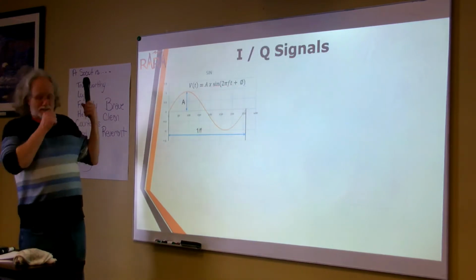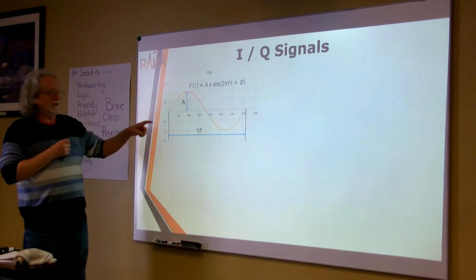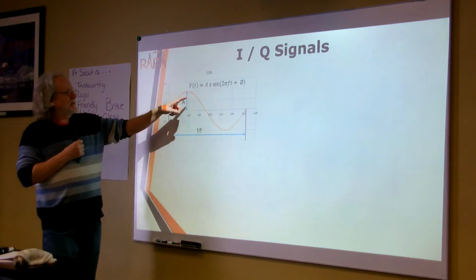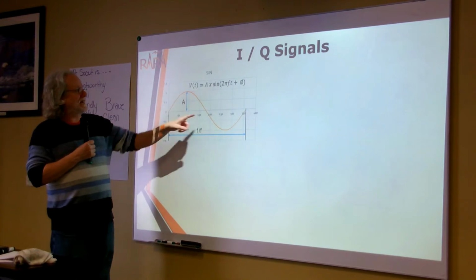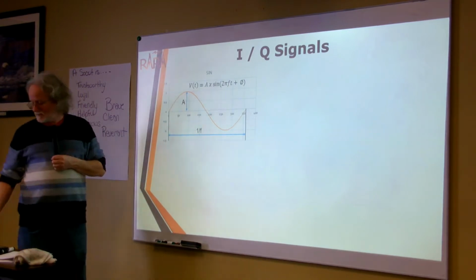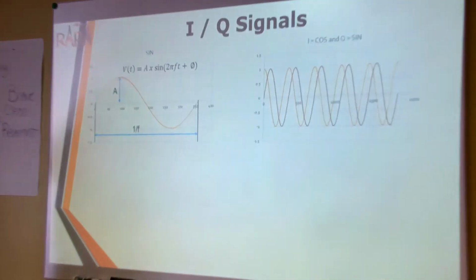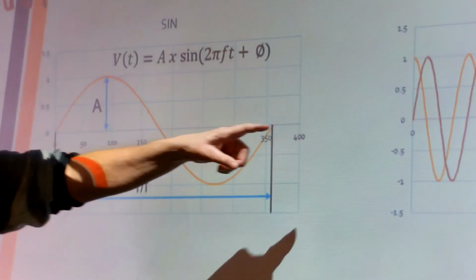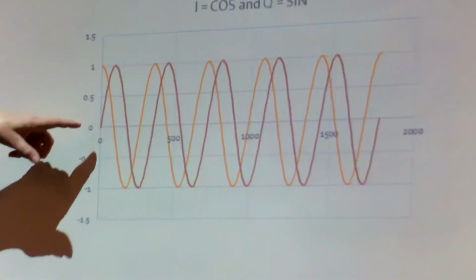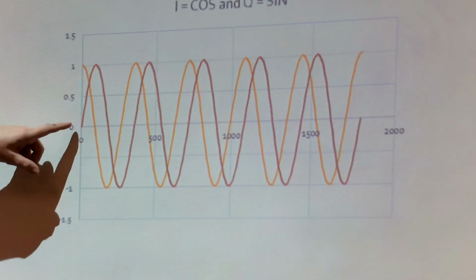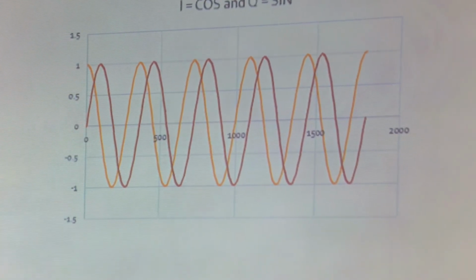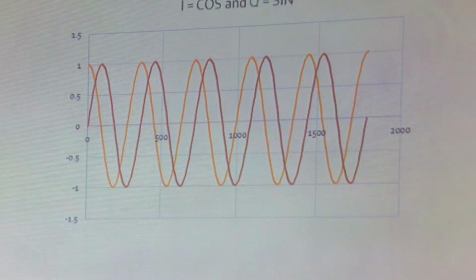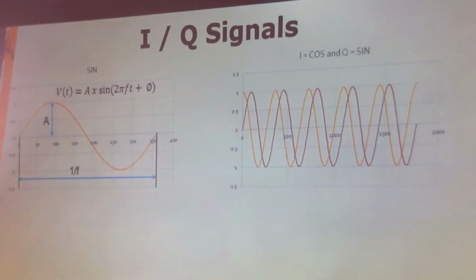So, an IQ signal. What's important about a sine wave? The amplitude, the frequency, or the time, the frequency, and then the phase. So, an IQ signal is typically 90 degrees out of phase. I is the gold, Q is the brown, the red, whatever color that is. And so that's what's coming out. This is not showing any modulation or anything, this is just showing an IQ signal.